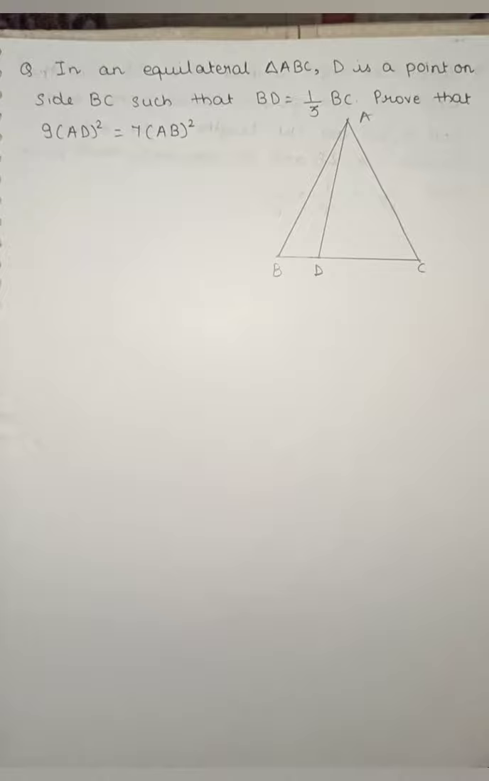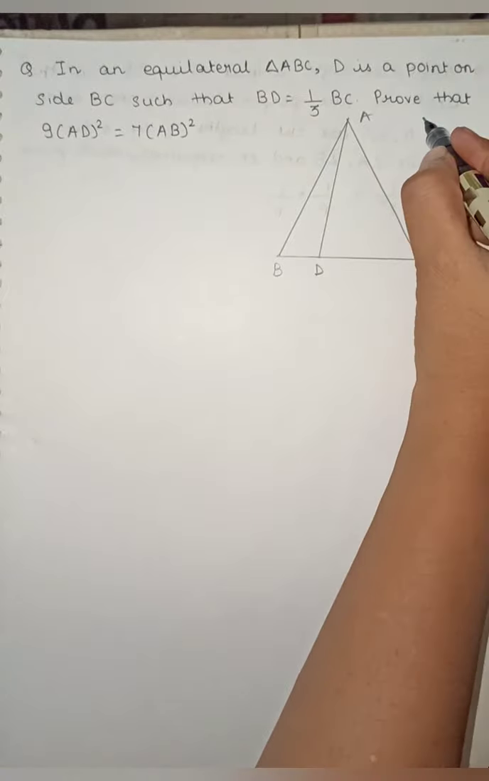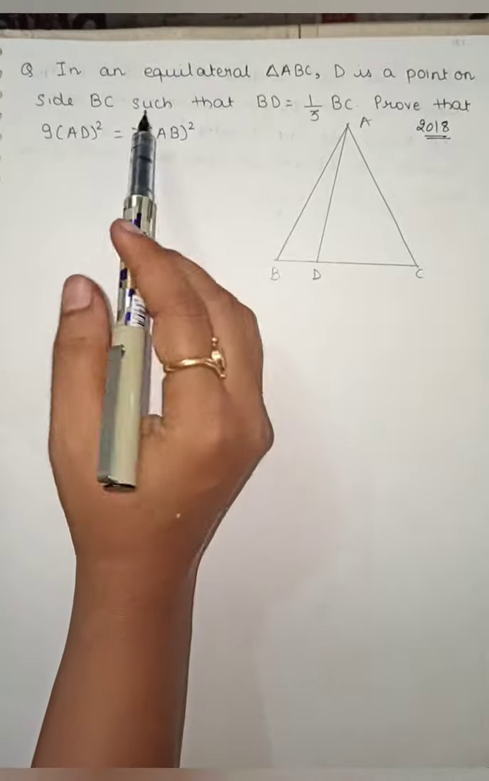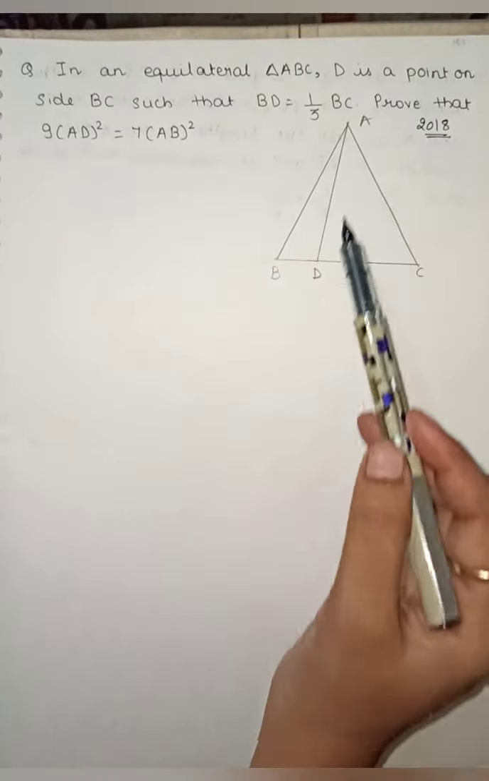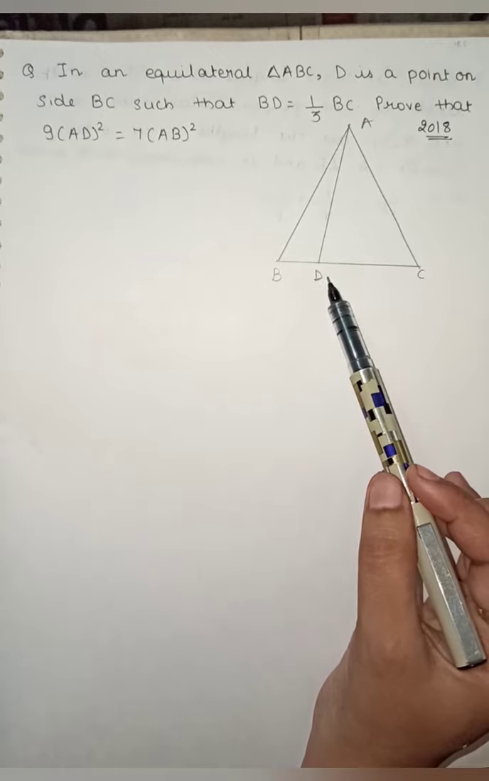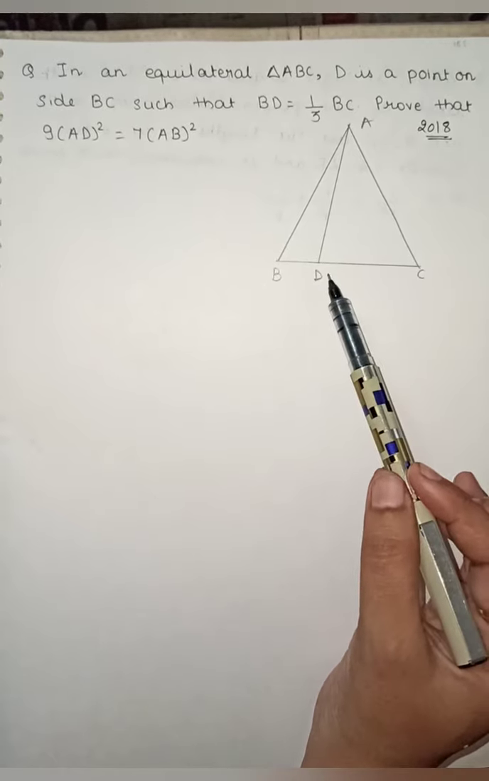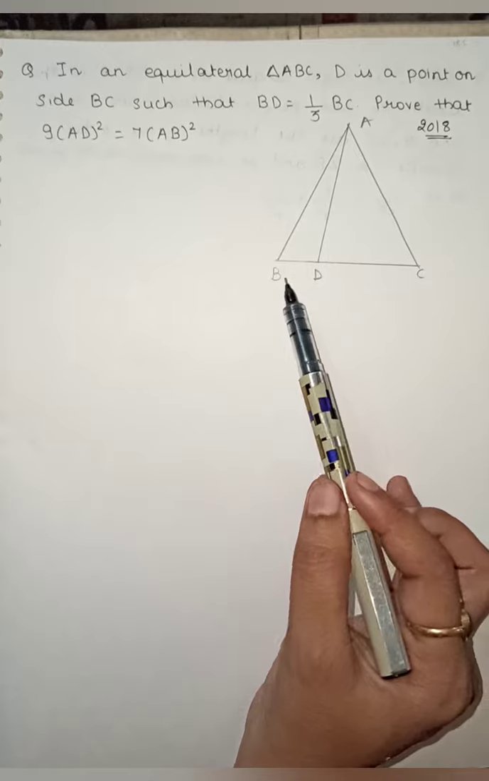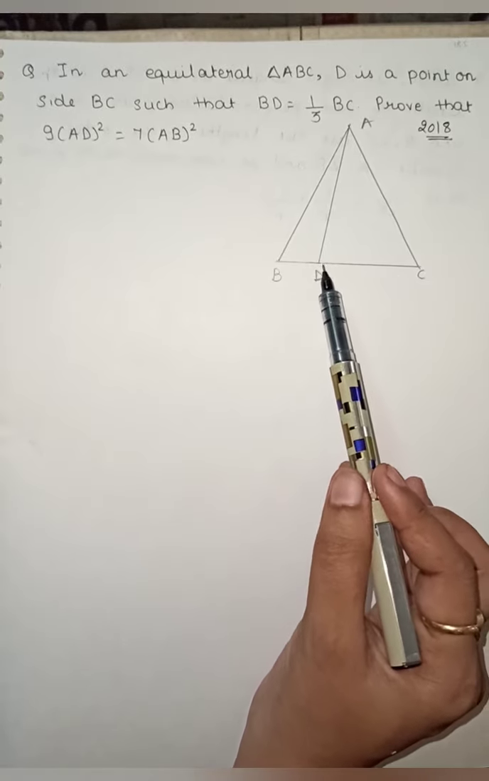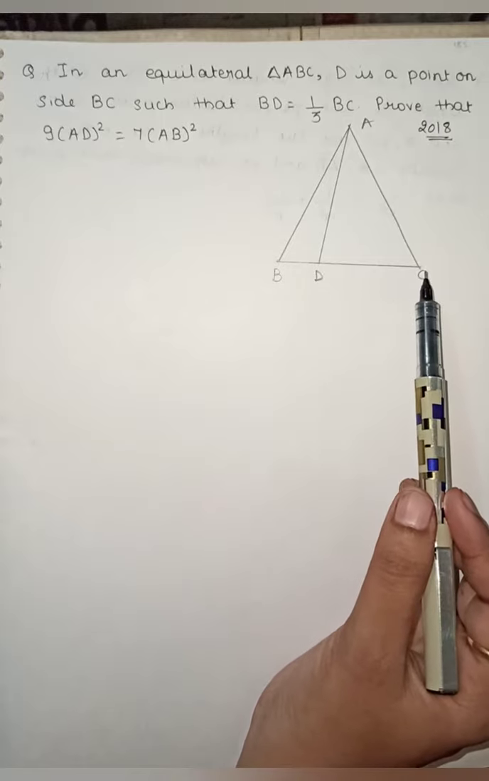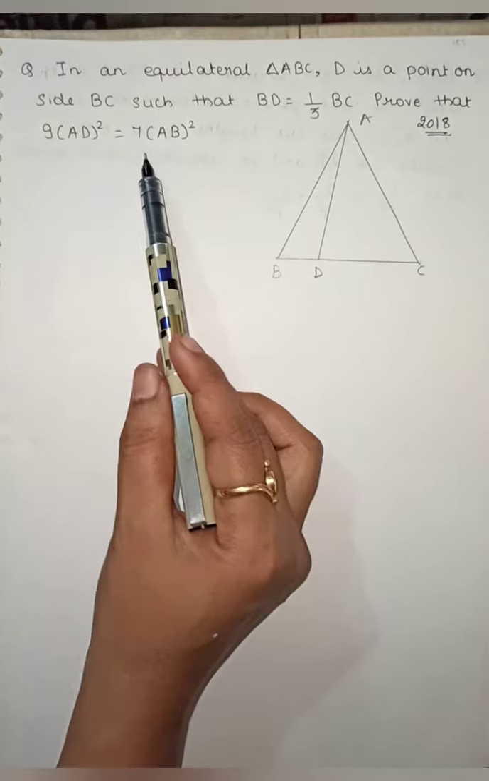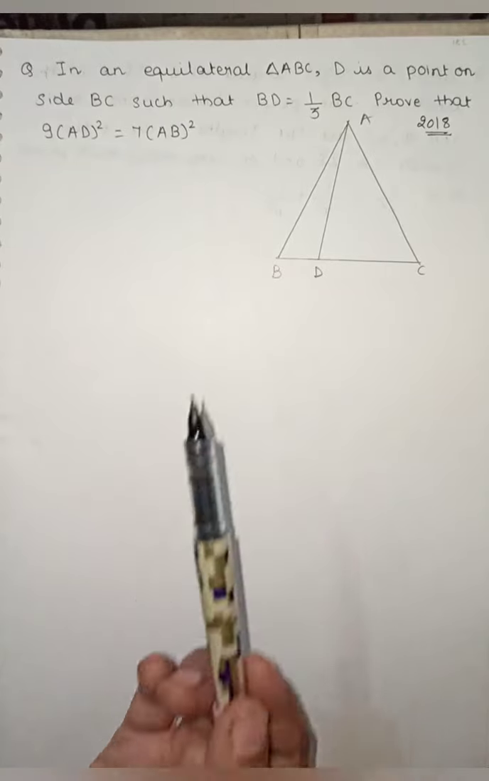Next question asked in 2018 exam. In an equilateral triangle ABC, D is a point on side BC, such that BD is 1/3 of BC. So point D is actually trisecting the side BC. Prove that 9 times AD square is equal to 7 times AB square.